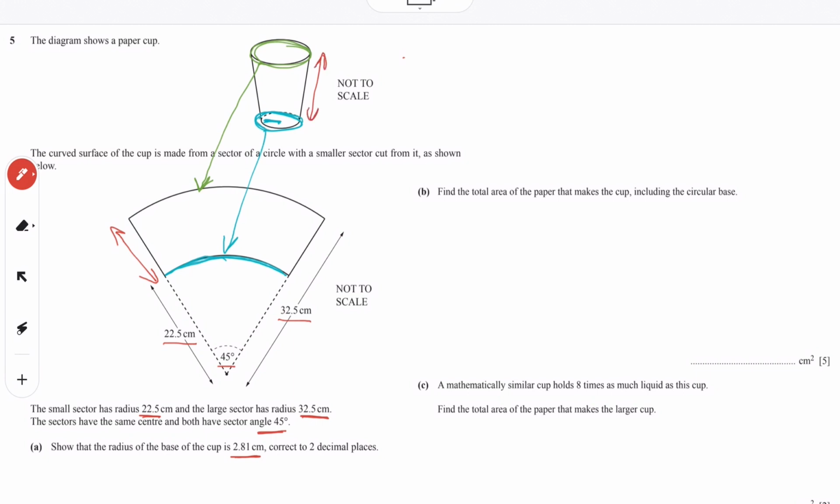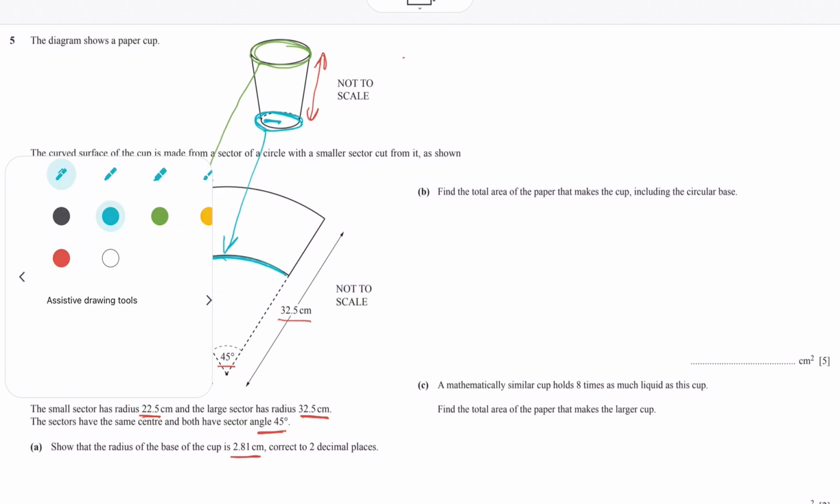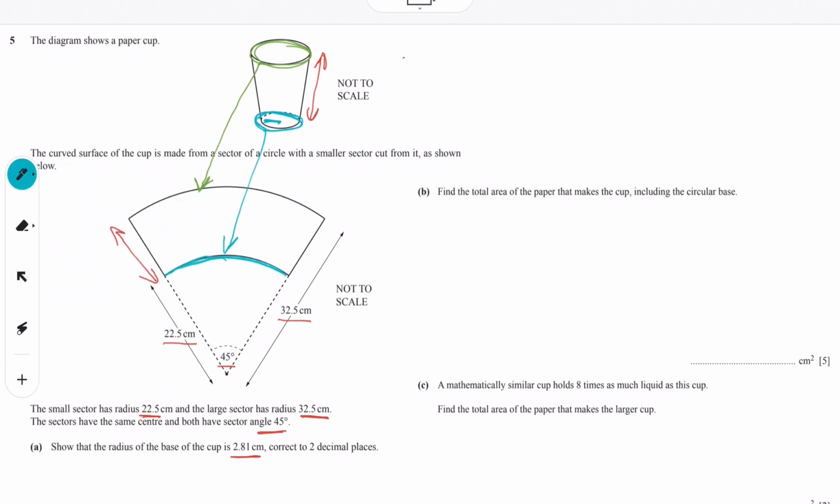Let's go back to this. What I'm going to try and do is find out what the circumference is of the base of the circle, of the base of the cup. So the circumference formula is C equals 2 pi r. Okay, that is our circumference.